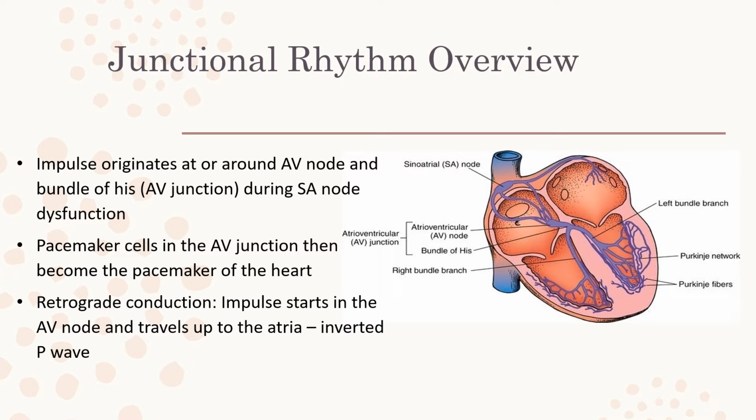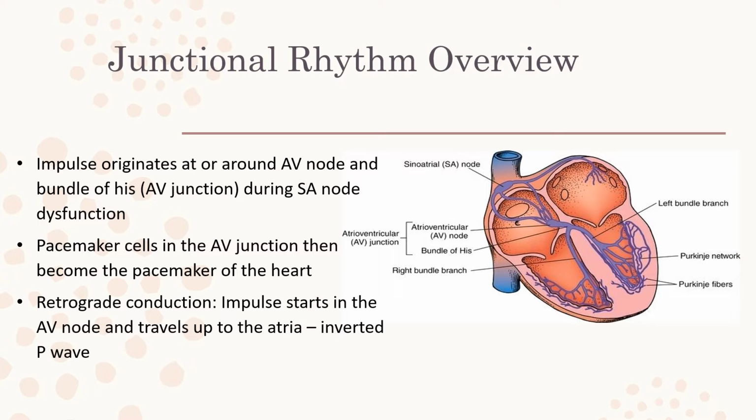First of all, the impulse originates at or around the AV node and the bundle of His, which is our AV junction. This typically occurs during some type of SA node dysfunction. The pacemaker cells in the AV junction, which we've already said fire at an intrinsic rate of 40 to 60, then become the pacemaker of the heart. What this means is you get retrograde conduction.